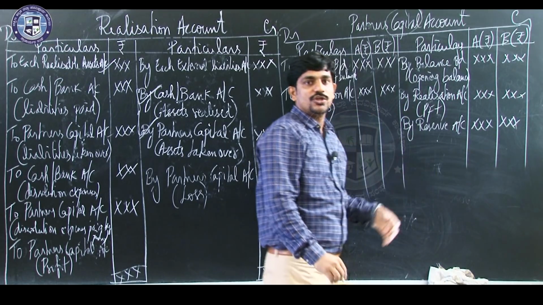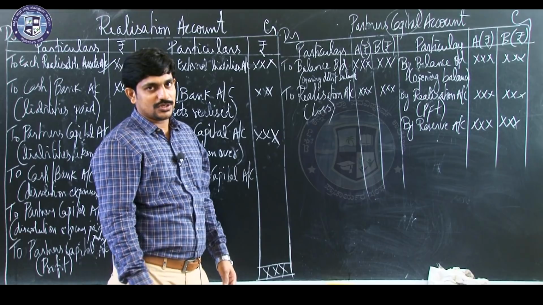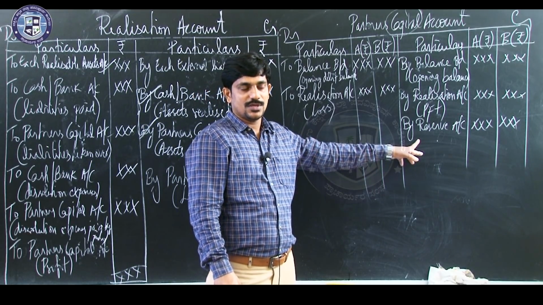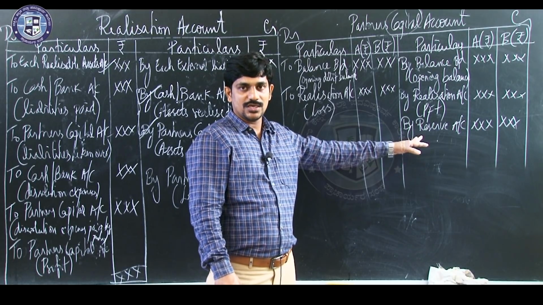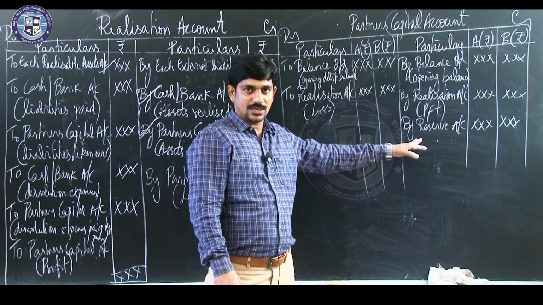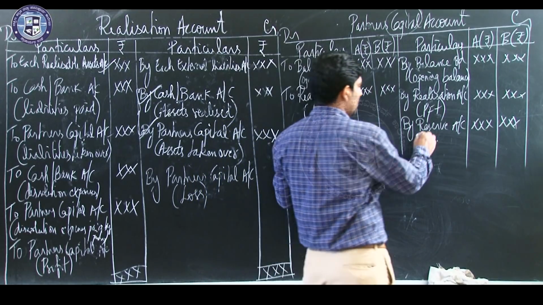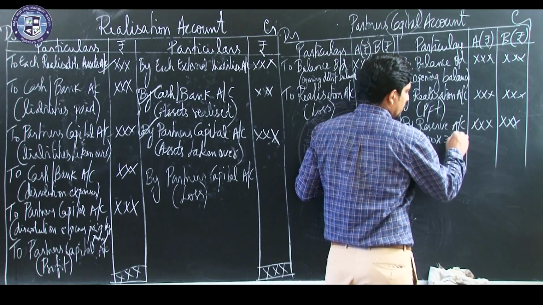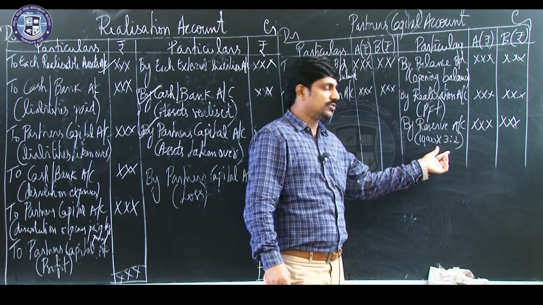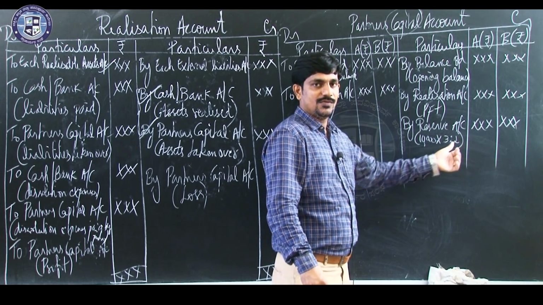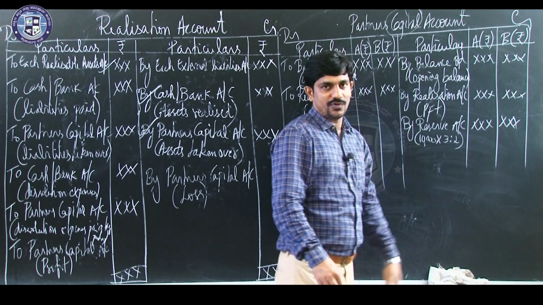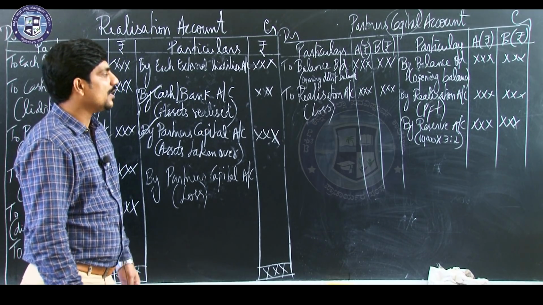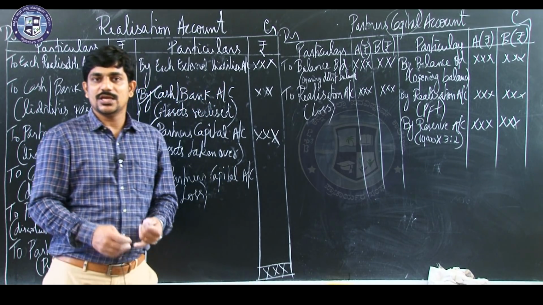This reserve amount you need to distribute among the partners according to their profit and loss sharing ratio. For example, reserve is 10,000, and the ratio of A and B is 3:2. You need to distribute according to the 3:2 ratio, 3 by 5 and 2 by 5. That means 6,000 and 4,000.